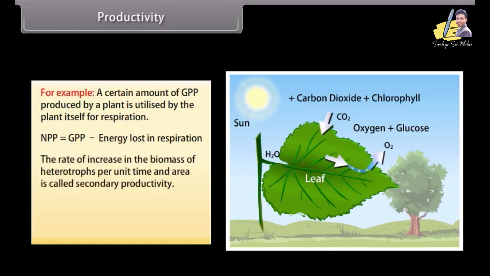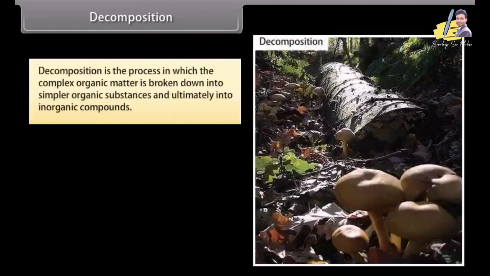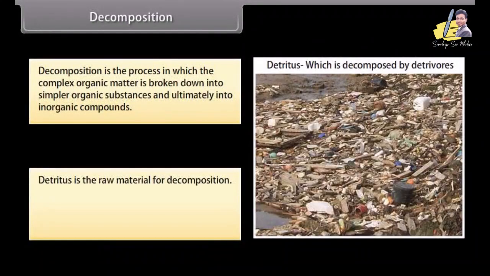The rate of increase in the biomass of heterotrophs per unit time and area is called secondary productivity. Primary productivity depends upon the availability of nutrient and various environmental factors. Decomposition. Decomposition is the process in which the complex organic matter is broken down into simpler organic substances and ultimately into inorganic compounds. Detritus is the raw material for decomposition.